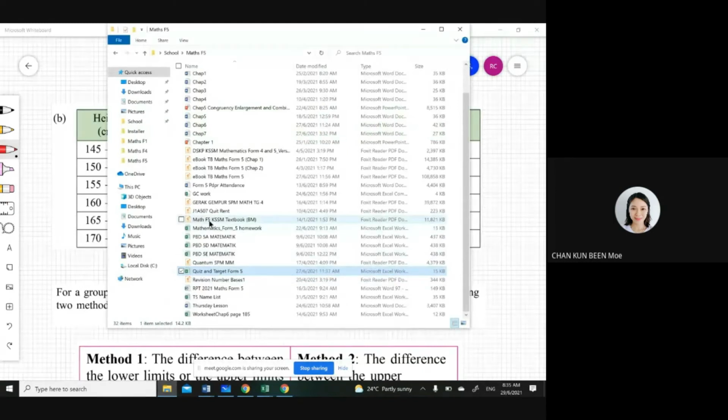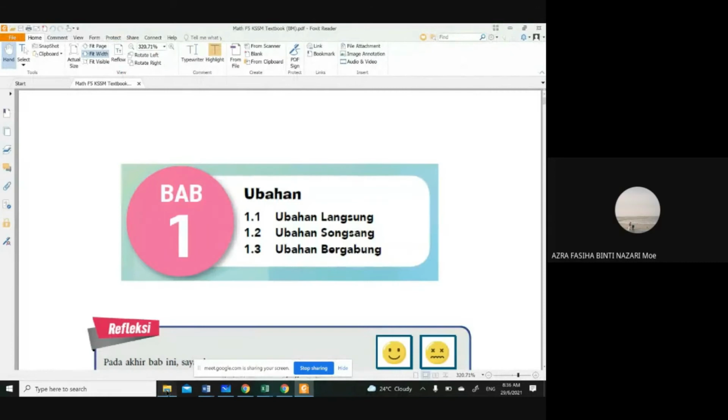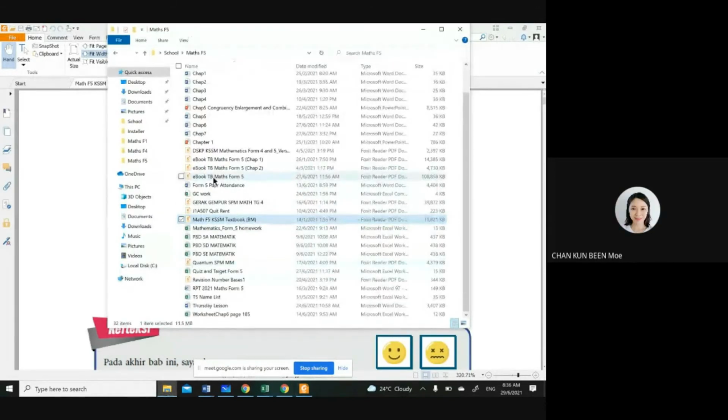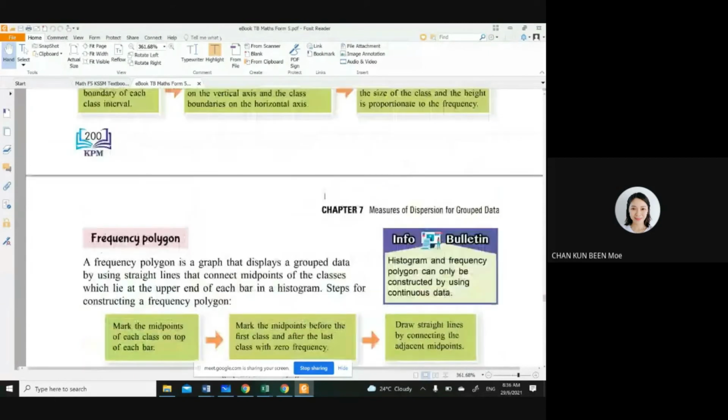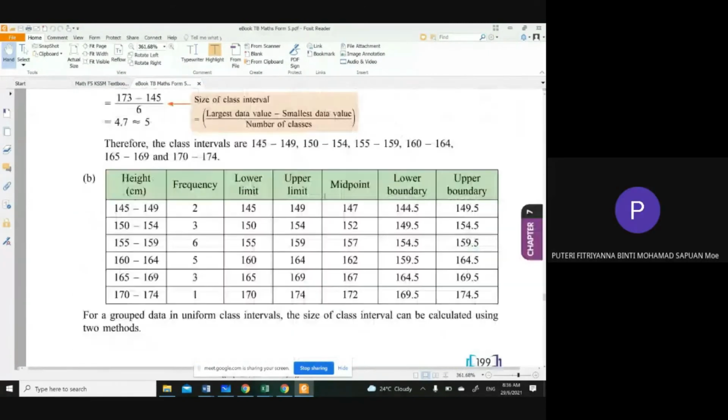All right, open up the book. Do you have your book with you, class? Yes. Are you looking at your book? Yes. Okay, so you can look at the frequency of the first class, right? How much is the frequency of the first class? 2. Yes, correct. You can see all this, right? Do you still remember how to get the frequency of all of this?